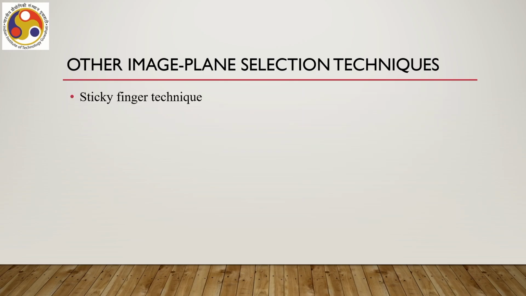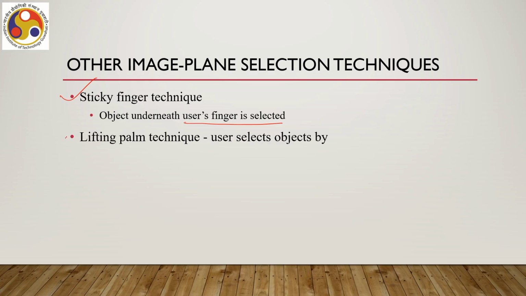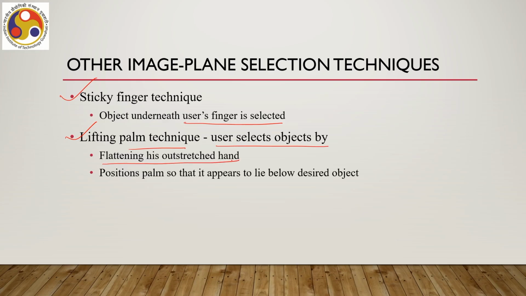Then we have other techniques as well. One such is the sticky finger technique. Here the object underneath the user's finger is selected. Then we have the lifting palm technique. The user selects objects by flattening his outstretched hand and positions the palm so that it appears to lie below the desired object, as if the user is trying to lift the object with the palm.